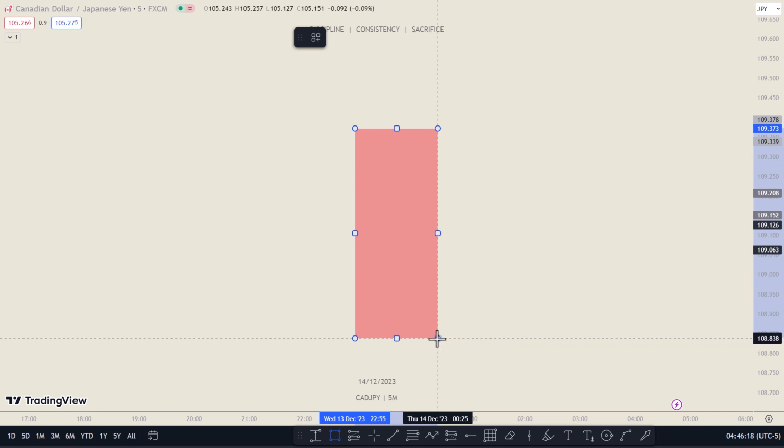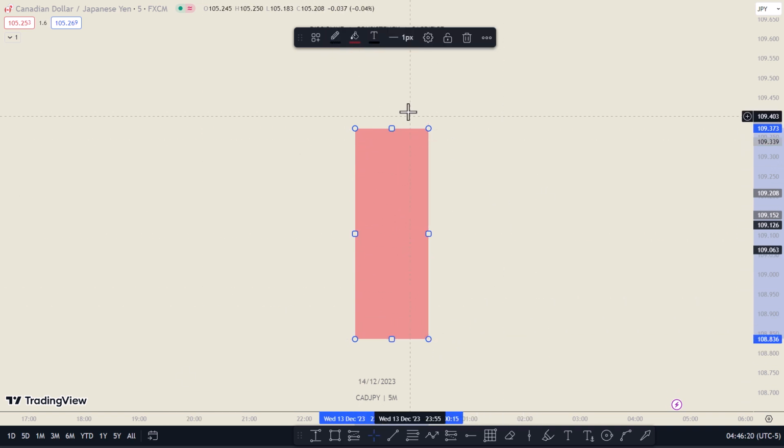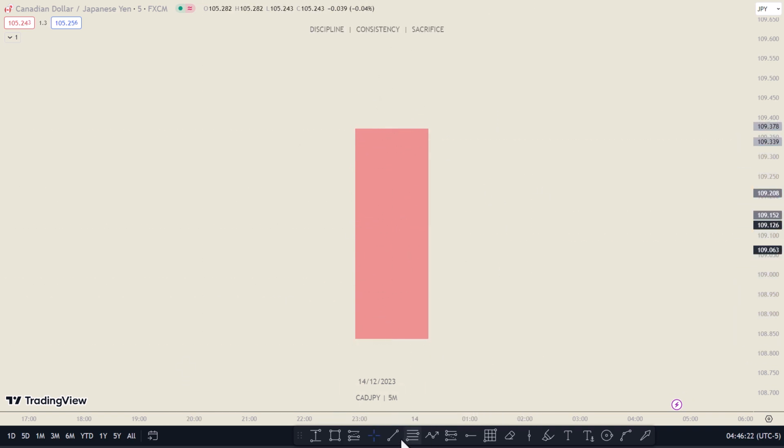So let's say this is a daily candle, right? This is a bearish daily candle. You will see that it has a wick to the upside, right? And it has a wick to the downside. So this is the open, right? We're going to take a bearish example, and for a bullish example, all you need to do is to reverse everything.